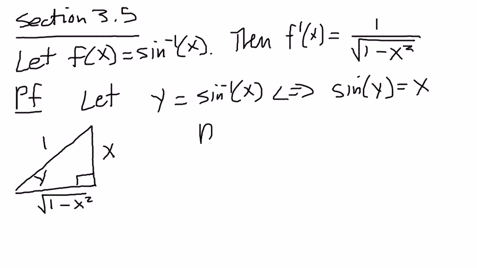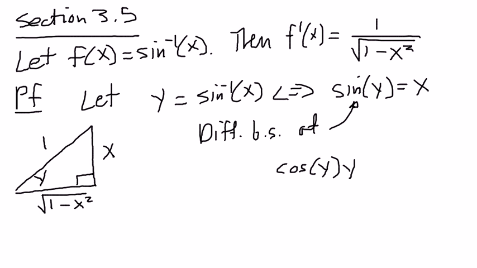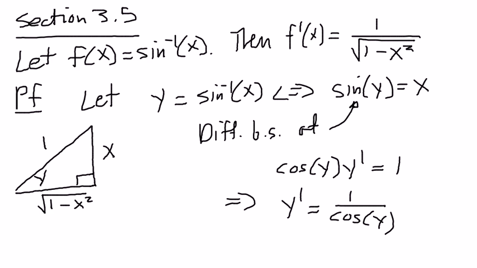Okay, if we differentiate both sides of this equation, using implicit differentiation, we'll have cosine of y times y prime is equal to 1, which means that y prime is equal to 1 over cosine of y, which we've already indicated using this triangle is the square root of 1 minus x squared over 1.